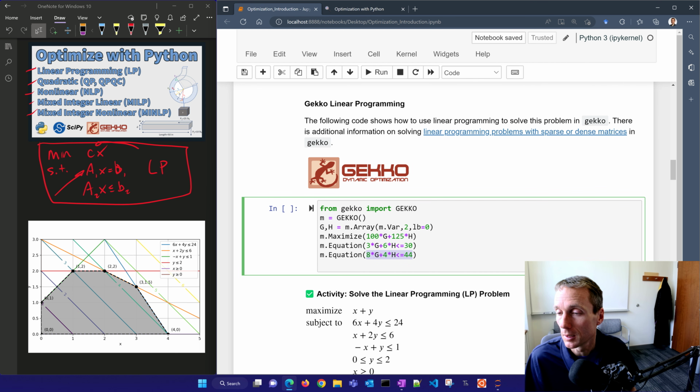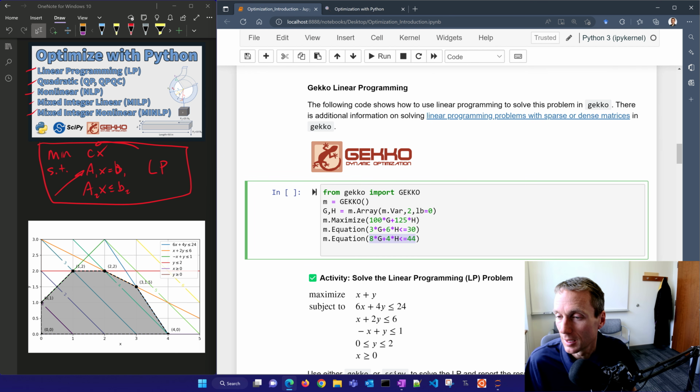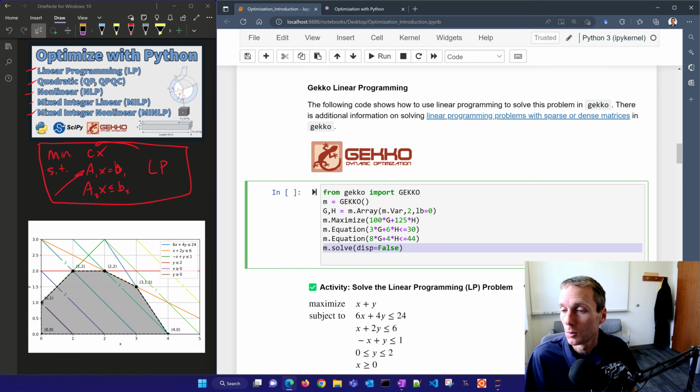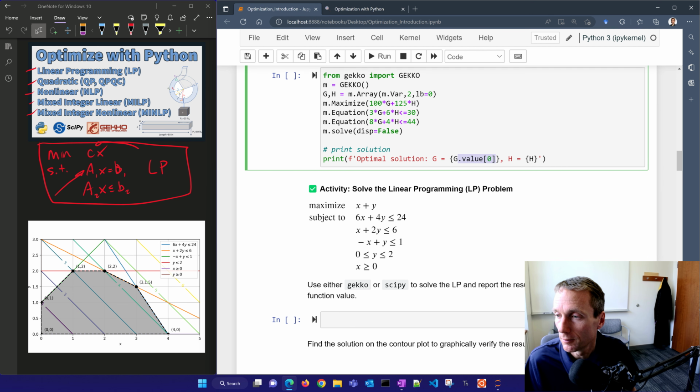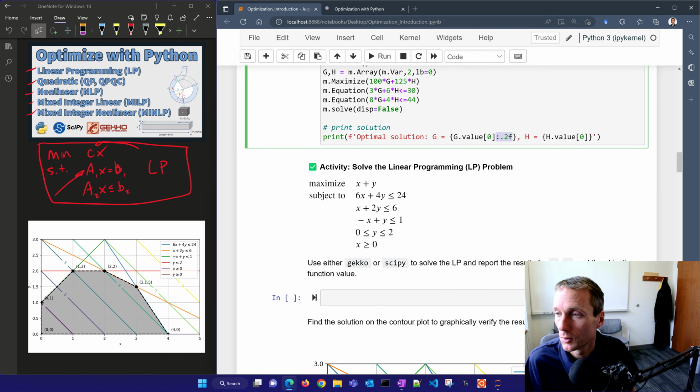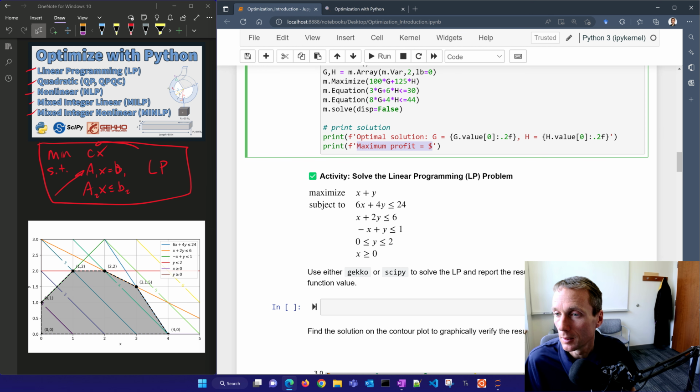And then the same thing for resource y, that's less than 44. We'll solve it, and then likewise print our solution. We're going to print g and h and get the values of both of those. And we'll just limit it to 2 decimal places. And then also print our maximum profit.